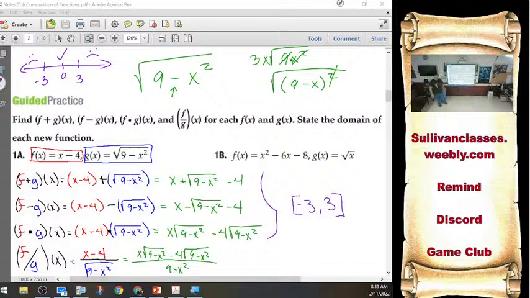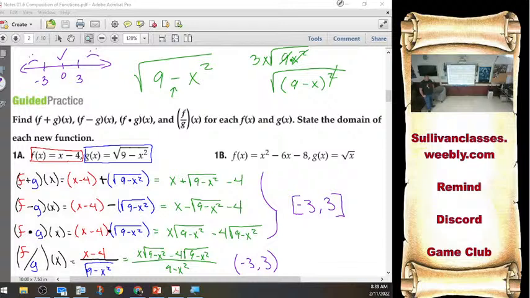What changes for the division problem? We can't have x equal 3 or -3, because then we would be dividing by 0. So it's very, very similar: -3 to 3, excluding the boundaries. Okay?